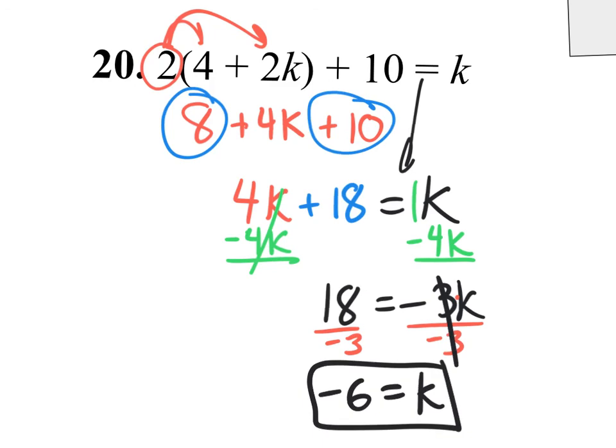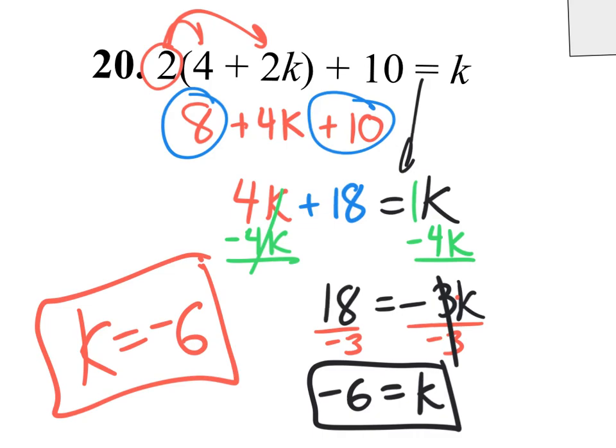There's my answer, but of course I'm going to write it like this. K equals negative 6. And there you go, guys.